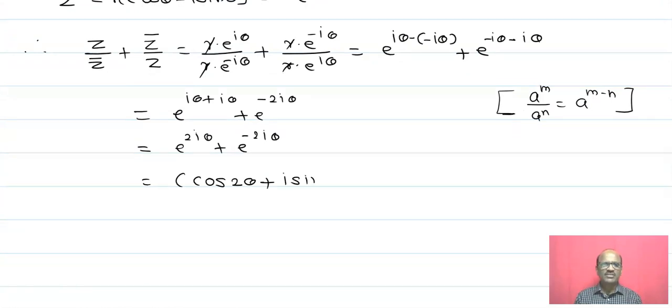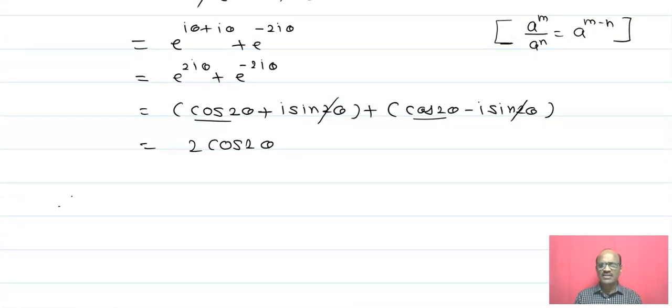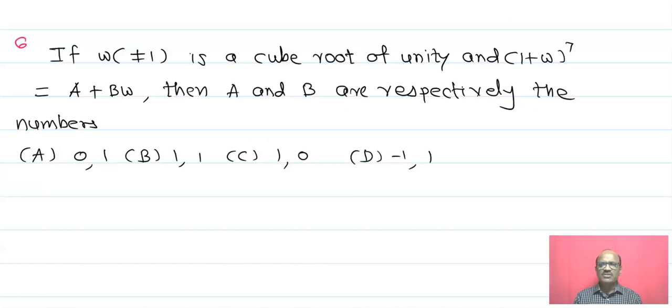Again we will apply De Moivre's theorem. That e raised to 2i theta means what? Cos of 2 theta plus i times sin of 2 theta plus cos of 2 times theta minus i times sin of 2 times theta. Now i sin of 2 theta and minus i sin of 2 theta get cancelled. You are getting 2 cos of 2 theta, and hence the answer B is the correct one, which is 2 cos of 2 times theta. Though these questions are multiple choice, I have made their steps to help you understand in a proper way.